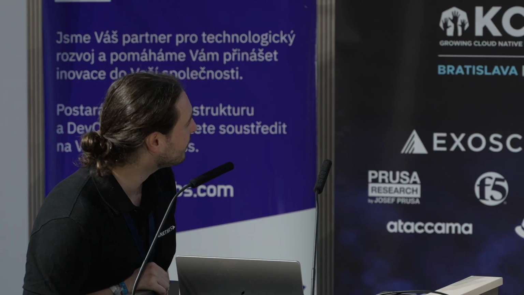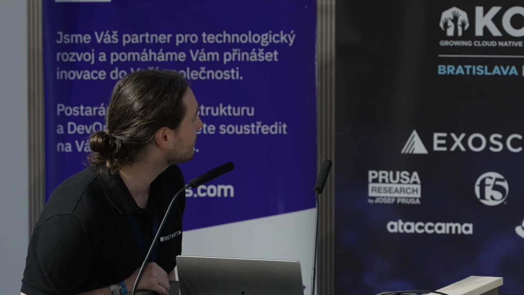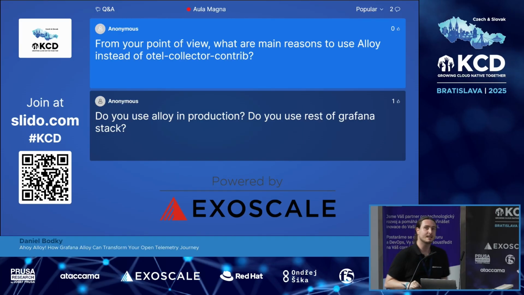And the second one, do you use Alloy in production? Do you use the rest of the Grafana stack? We don't use Alloy. We use pretty much the whole rest of the Grafana stack, self-hosted, to observe, monitor, and maintain our public cloud. So we use Grafana, we use Jaeger, we also use Falco and so on, which is not from Grafana, I get it, but we use Loki.